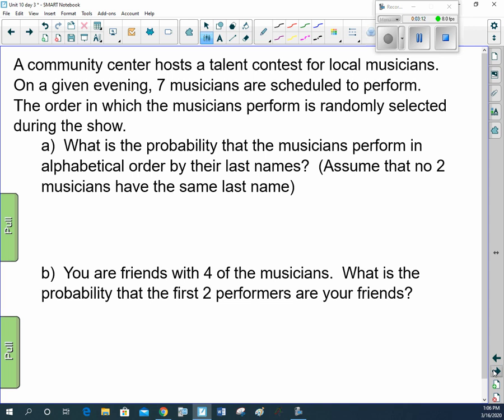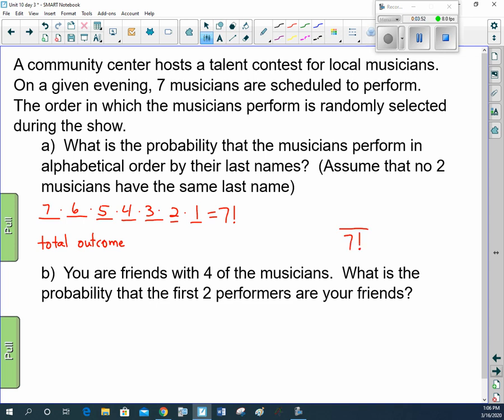Okay, first of all, we need to figure out what our total outcomes are. So the total outcome would be how those musicians could perform. There's 7 of them. It would be 7 times 6 times 5 times 4 times 3 times 2 times 1. That's your total outcomes, which is the same thing as 7 factorial. That's how many outcomes are possible for just 7 musicians to perform. So that's what goes on the bottom of your fraction, 7 factorial.